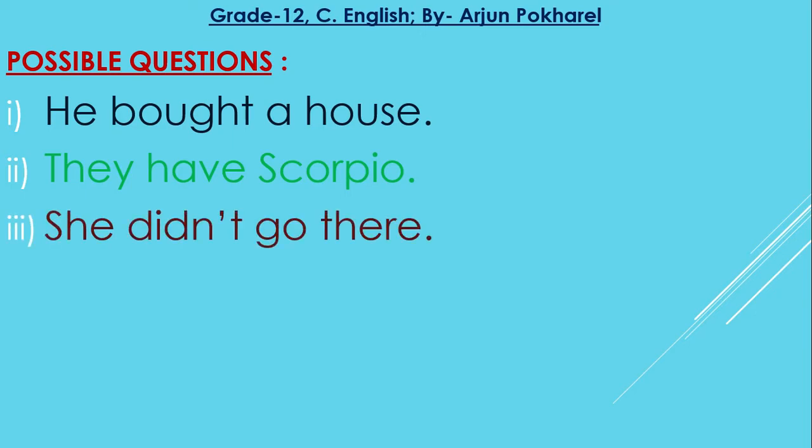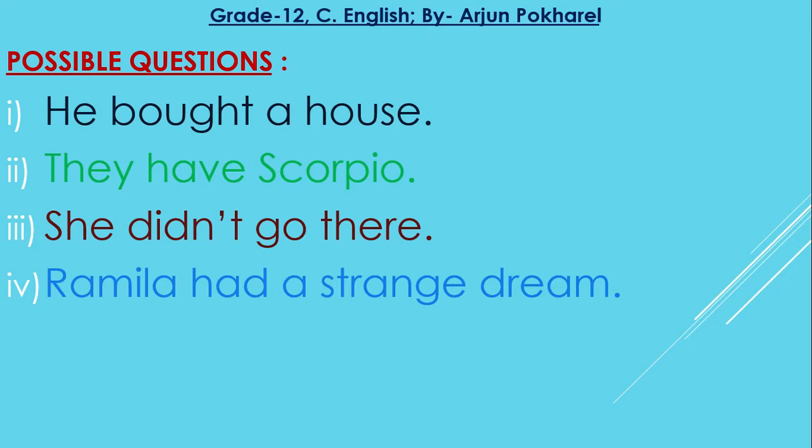And the next one is "she didn't go there", or we say "she don't go there". Okay, here there is "she don't go there", this is negative, but it is past tense. Okay, negative past is also given in the examination. That's why you have to consider it. So, she didn't go there. Okay, now "Ramila had a strange dream", only had is there, no had plus V3 is there, only had.